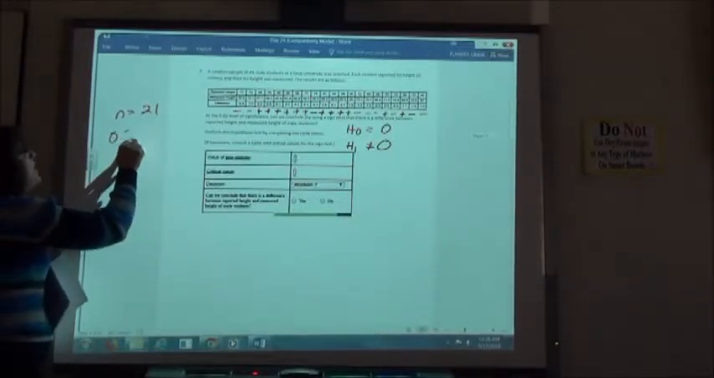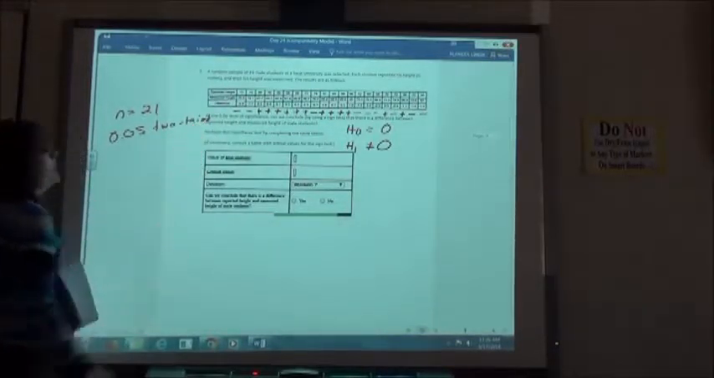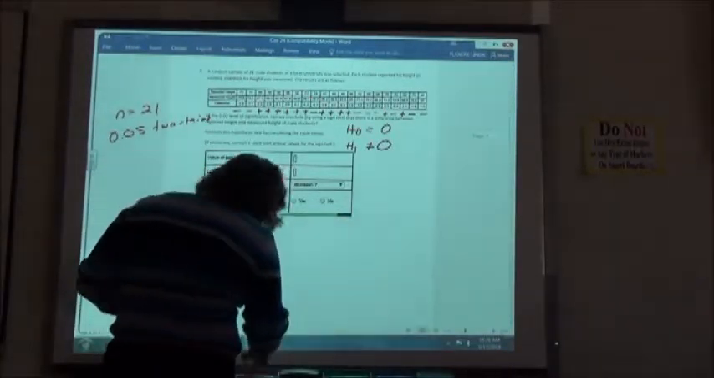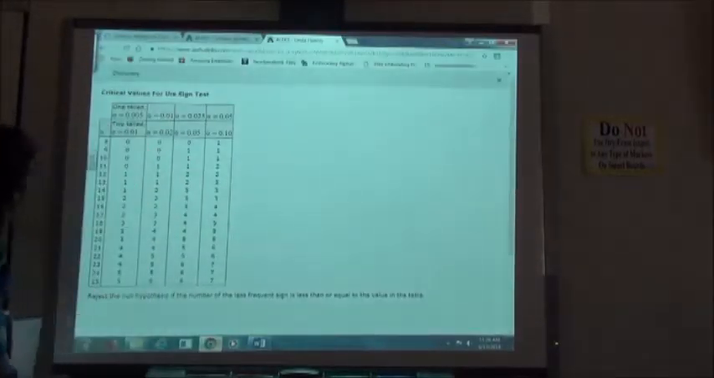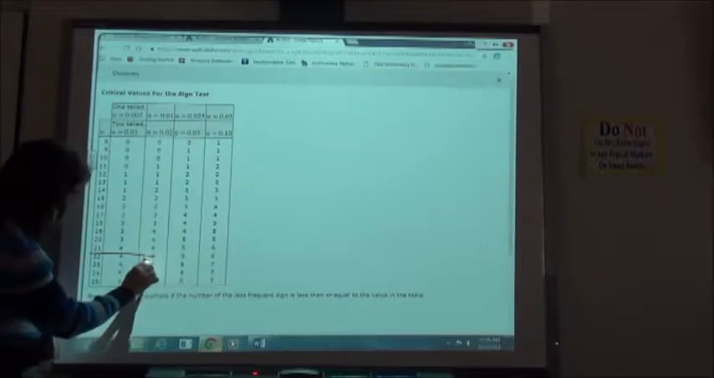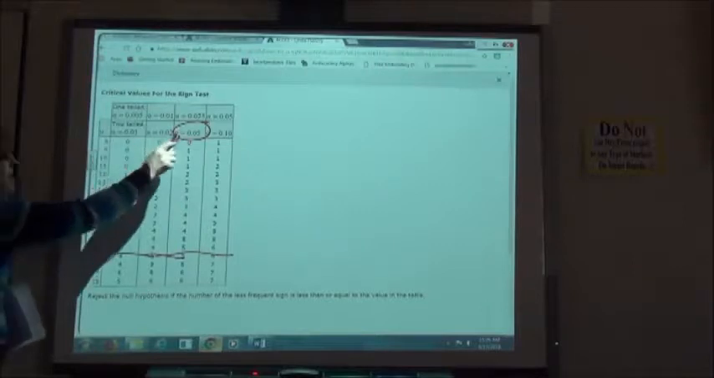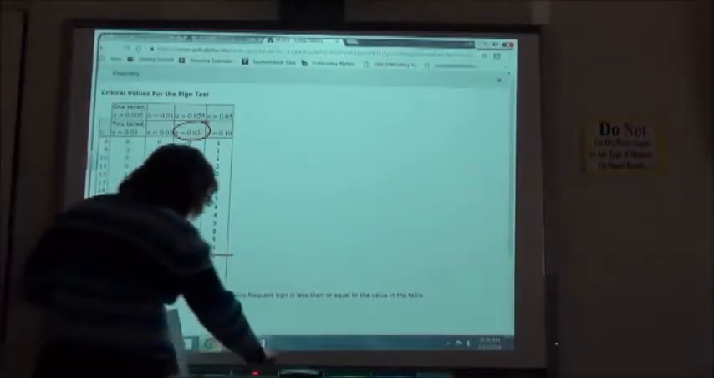Again, we're going to use a 0.05 level of significance. We're doing a two-tailed test. I'm going to erase this so I can go back and look at my table, but we'll put those back in there. So when I look at my table, if n is 21, and I use a 0.05 level of significance on my two-tailed test, my critical value is going to be 5. I go ahead and look that up right away. My critical value is going to be 5.